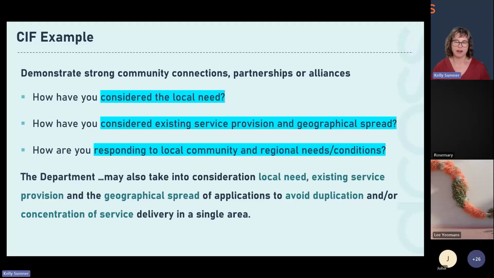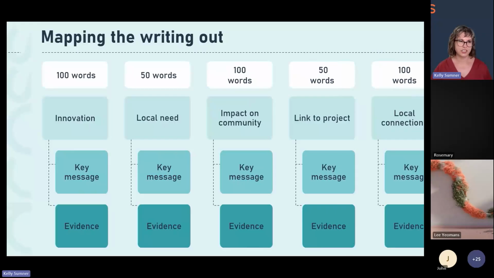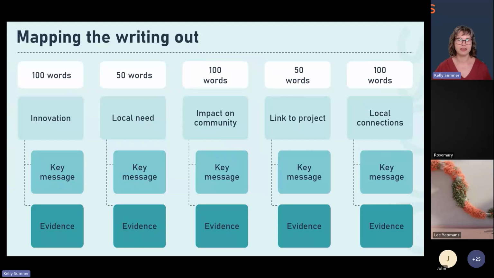So the full text of the question there is a bit more lengthy, but basically we need to consider the local need, identify existing services and demonstrate how they will use these community connections, partnerships or alliances to meet the identified need. And we need to pull that apart to make sure that we're addressing every aspect of that. What we suggest is to map out a sort of skeleton structure for how you might do that.